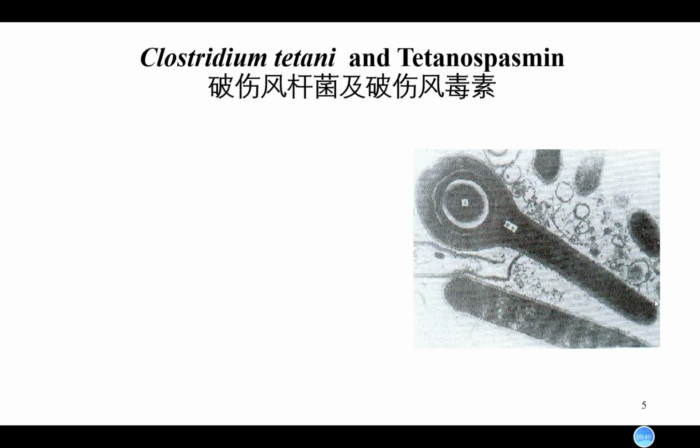Okay, the first one we want to introduce is Clostridium tetani, a bacterium which produces the terminal endospore here. You can see this is the endospore with multiple layers of substances. And the diameter here is bigger than the cell itself. Terminal endospore forms the drumstick-like structure.